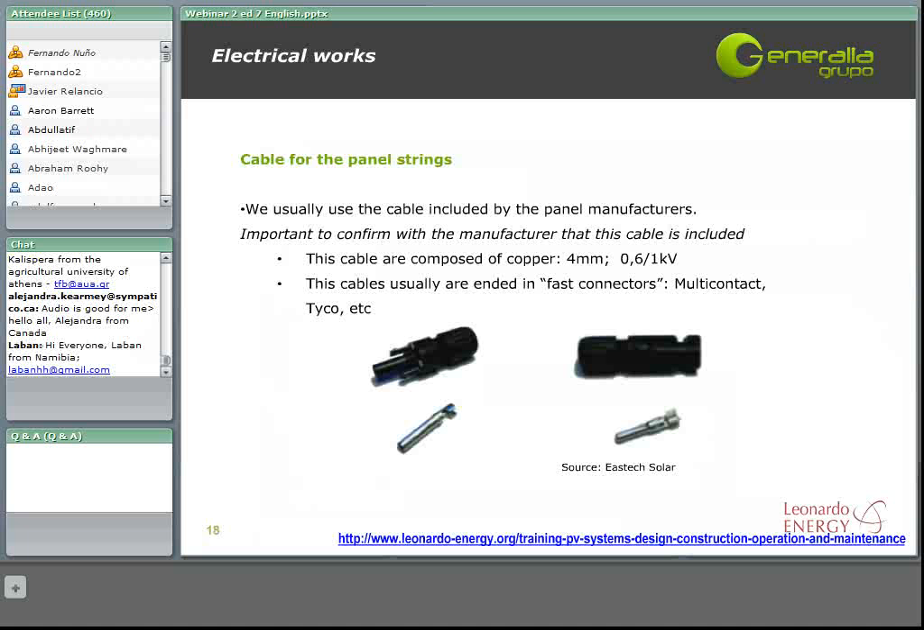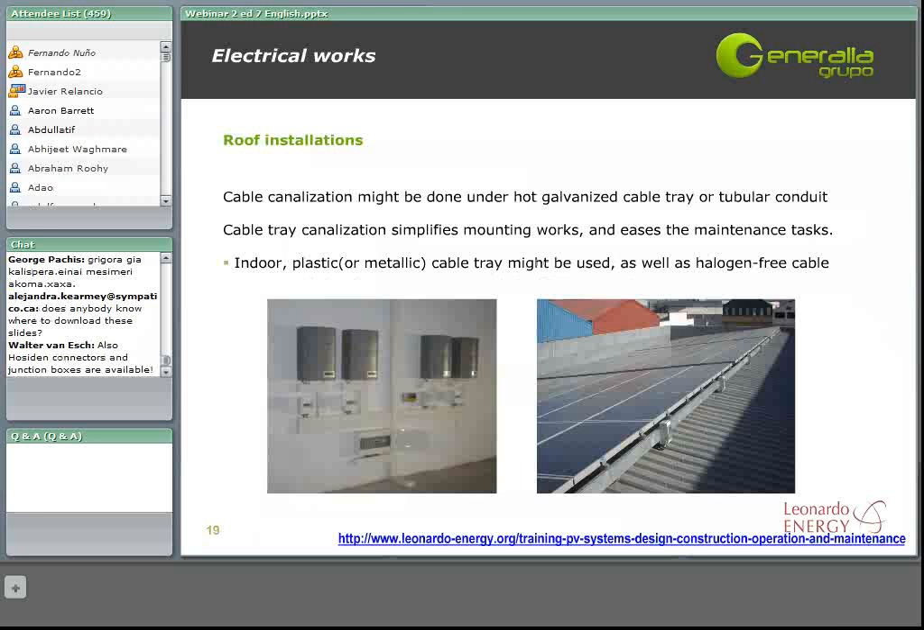This cable is normally made of copper, and it usually ends in fast connectors which help us to easily connect one panel to the other. It is important to confirm with the manufacturer that this cable is included in the supply. On rooftops, it is important to know that the cable canalization may be done under hot galvanized cable tray, which simplifies the mounting works and eases the maintenance tasks. For indoor installations, a plastic tray may be enough.